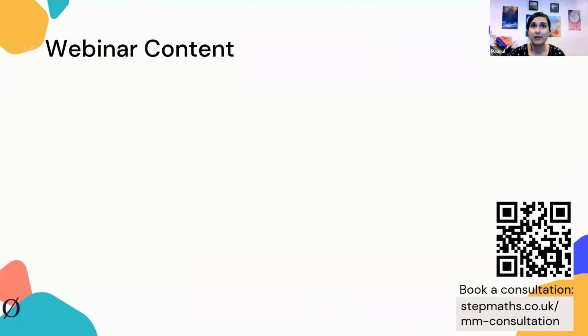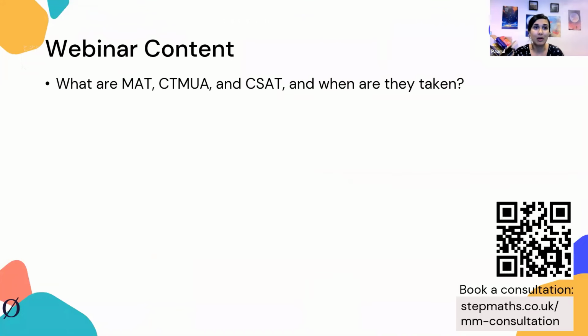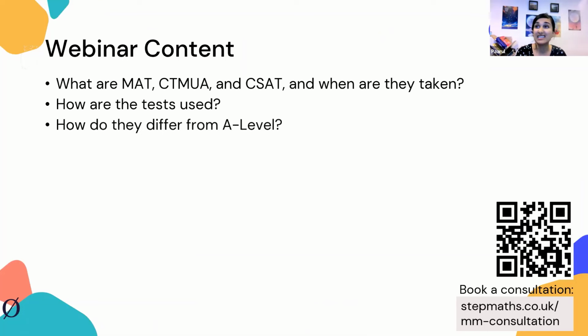So what are we going to be talking about? Well, first of all, we'll talk about what the MAT, CTMUA and CSAT are and when they're going to be taken. How are they used by Oxford and Cambridge specifically? How do they differ in question style from A-level, and how do they differ from each other as well?